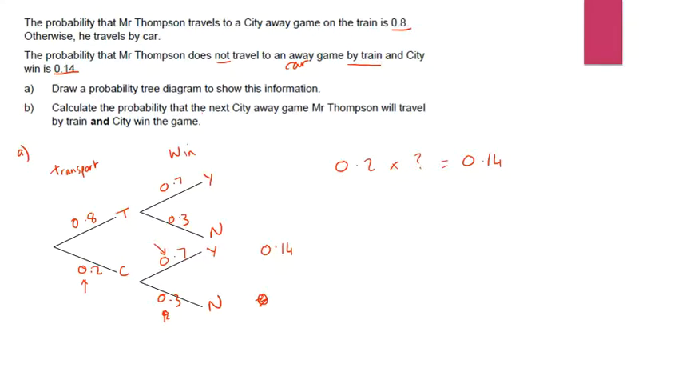And for part B, calculate the probability that the next City away game, Mr. Thompson will travel by train. So he's going to travel by train, and City win the game. What is that? So for this one, for part B, I need to multiply 0.8 by 0.7. And I know 8 7s are 56, giving me a final answer of 0.56.